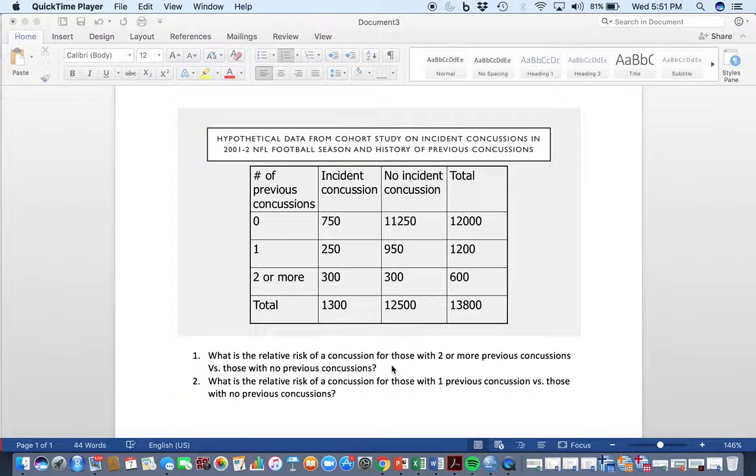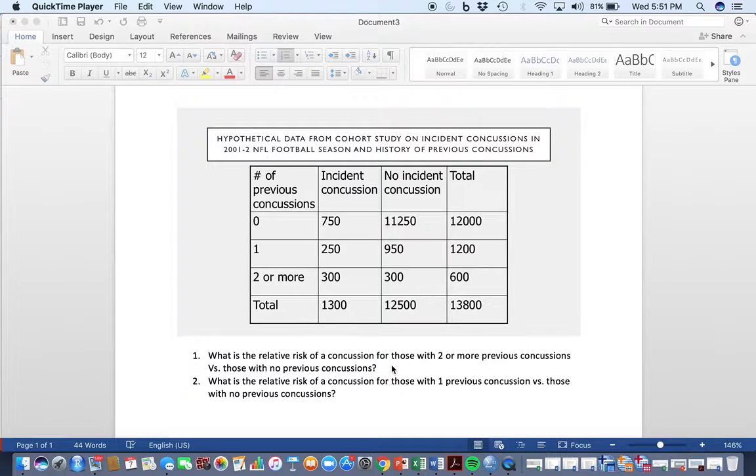Hey everybody. So I wanted to go over relative risk because I know there are going to be some problems on your homework, and I wanted you to have enough time to go through those, while also knowing a little bit more about how to do relative risk.